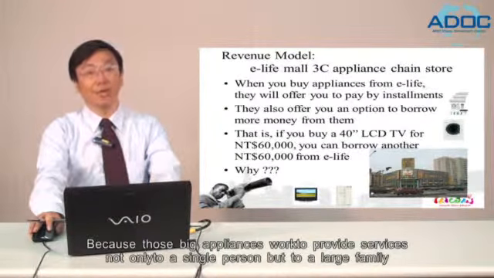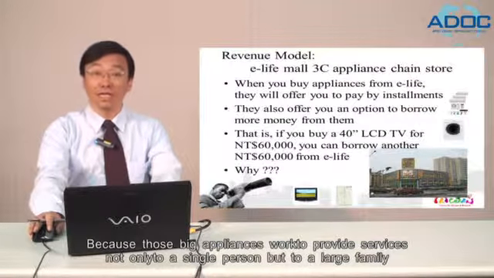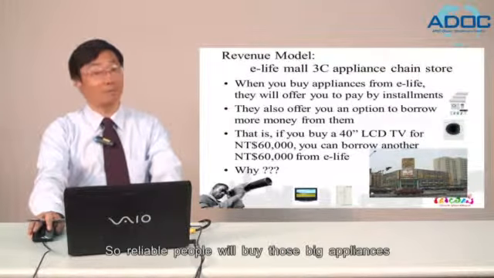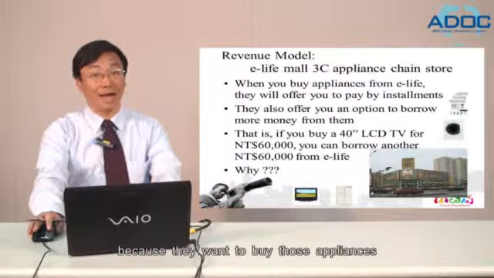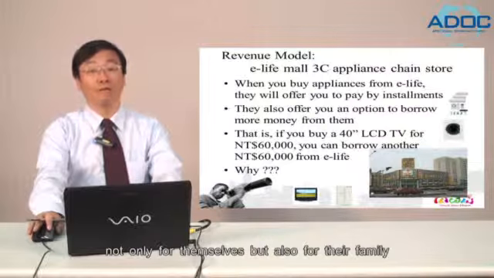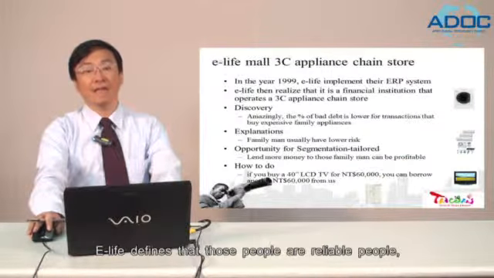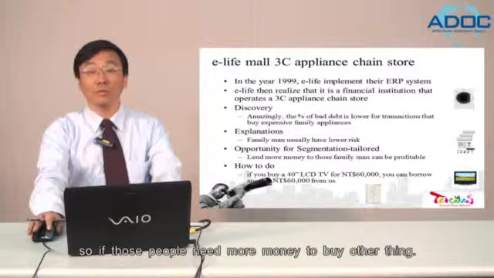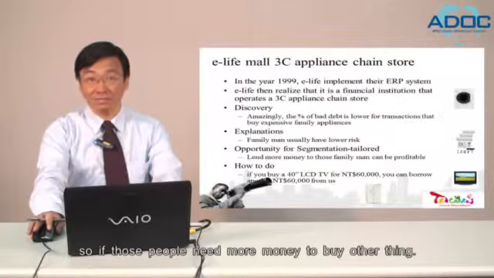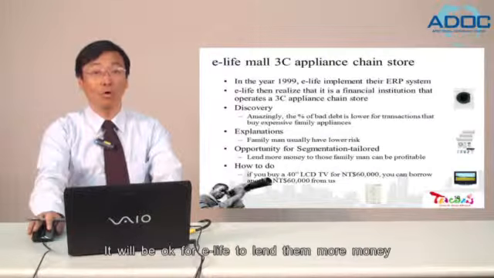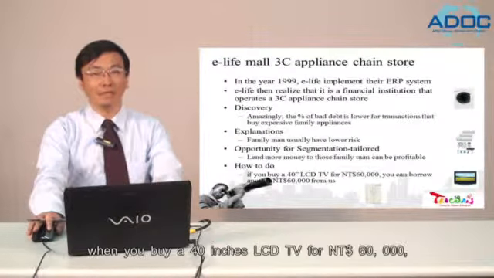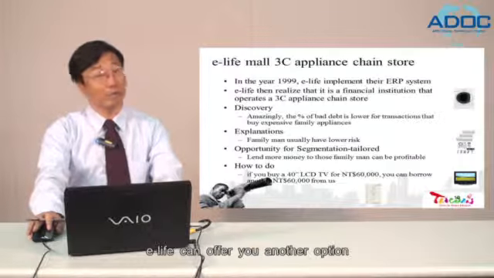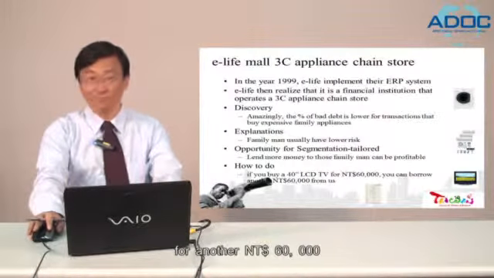Because those big appliances provide services not only to a single person, but to a large family. So reliable people will buy those big appliances because they want them not only for themselves, but also for their families. eLife defines those people as reliable. So if those people need more money to buy other things, it will be okay for eLife to lend them more money. That's why when you buy a 40 inch LCD TV for $60,000, eLife can offer you another option for another $60,000.